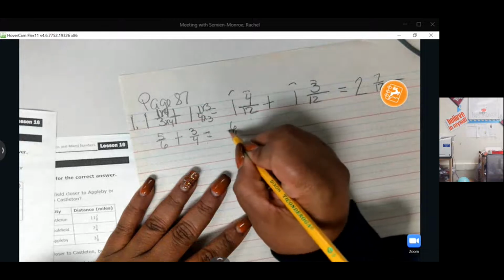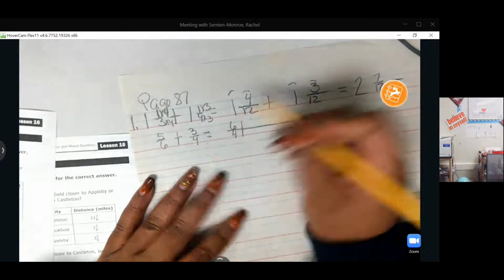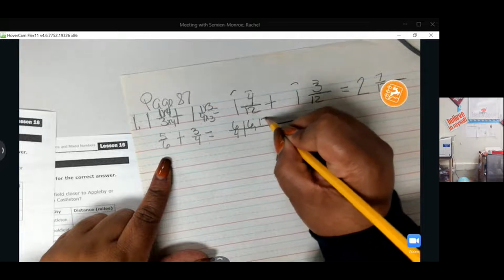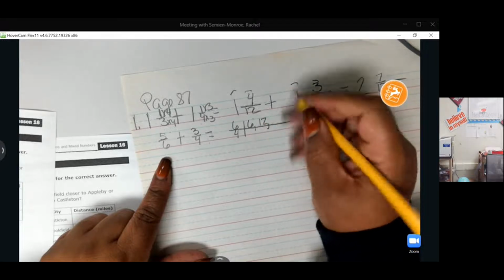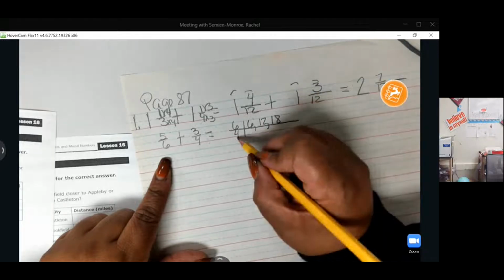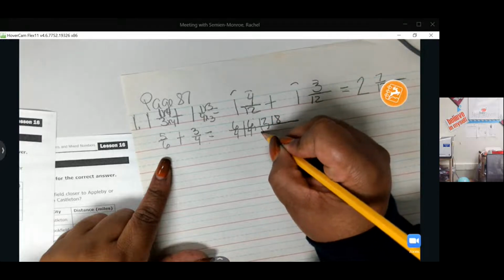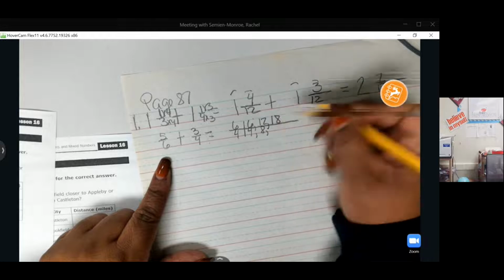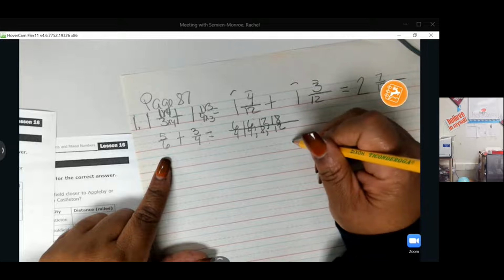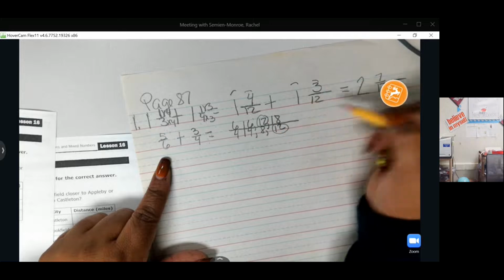I'm going to draw a line, and I'm going to start creating little leaves. All right. 6 times 1 is 6. 6 times 2 is 12. 6 times 3 is 18. Now I'm going to start with my 4. 4 times 1 is 4. 4 times 2 is 8. 4 times 3 is 12. I can actually stop right there because my least common denominator is going to be 12.